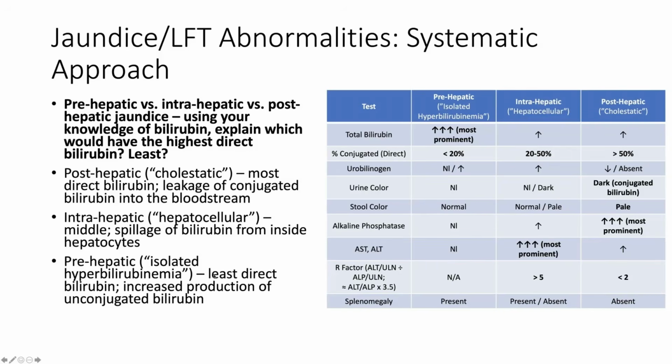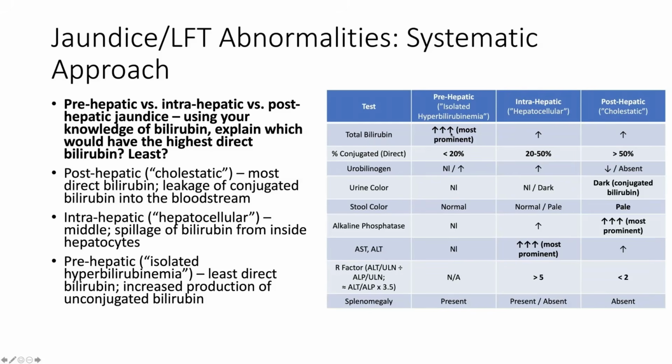In prehepatic jaundice, there's the least direct bilirubin. You are increasing the production of unconjugated bilirubin in most of these cases. The other cases of isolated hyperbilirubinemia would be like what we saw before with Gilbert, where the problem is that you just can't conjugate it.